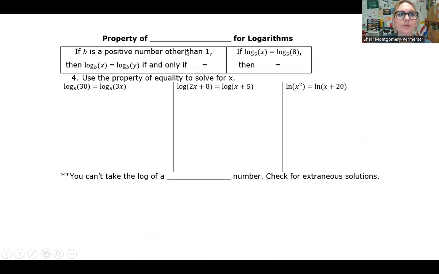All right, continuing on to the back, I want to make sure that we get done with the notes with enough time that you can work on your homework. On the back, we're going to learn about the property of equality for logarithms. So the first part of this is very similar to what we did on the front.